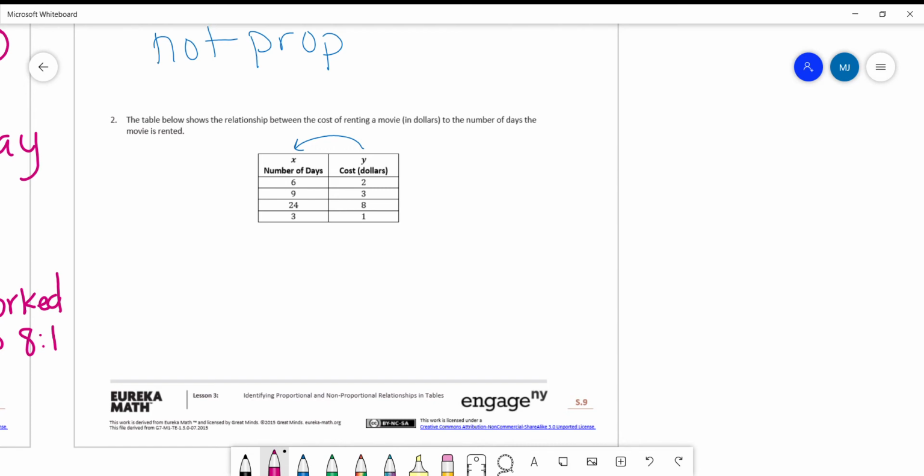Okay, a couple ways you can do this. You can do it with your calculator, you can do it by hand, or you can write it as a fraction and simplify. I think writing it as a fraction and simplifying, for me, is the easiest. So 2/6 simplified would be 1/3, because you would divide by 2.